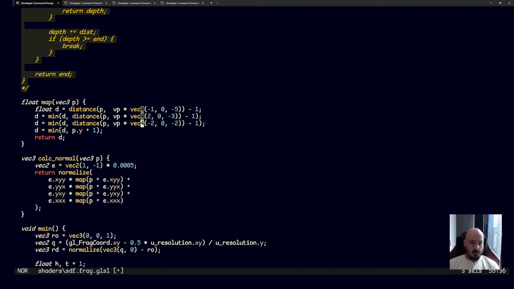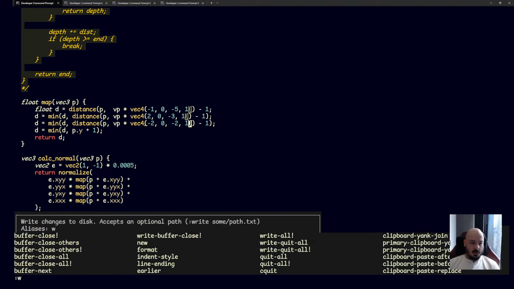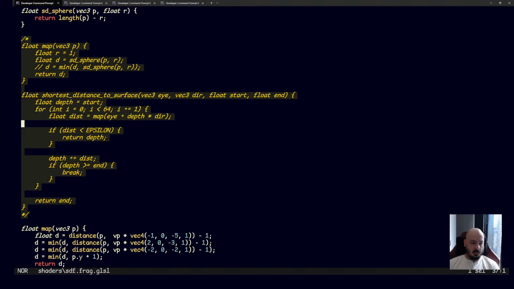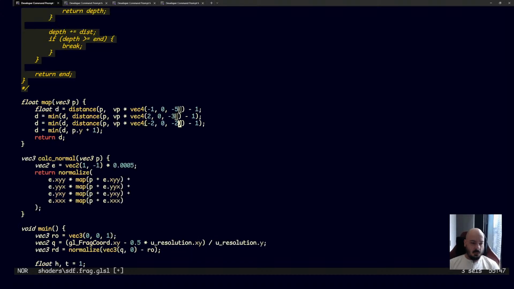I think it had to be vec4 with a... Would it be a 1 on the end? Maybe I could... No, I can't multiply... Yeah, it'd be a 1 on the end, and then it would be something like maybe this. Don't know if that would work.